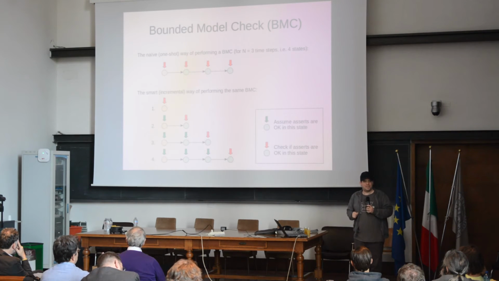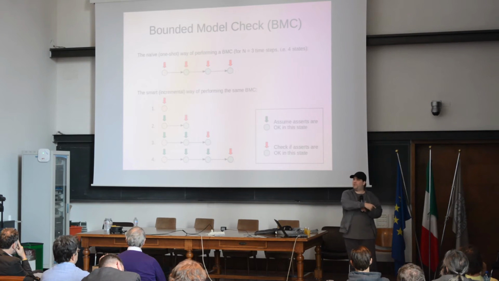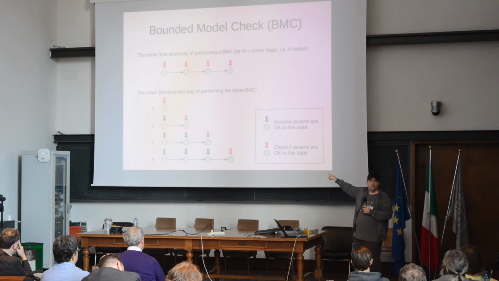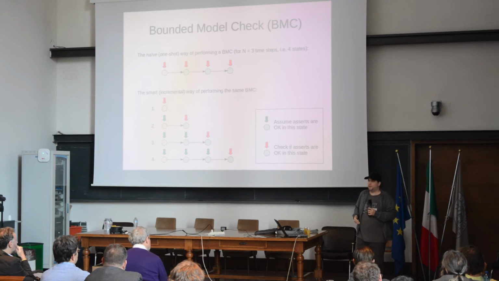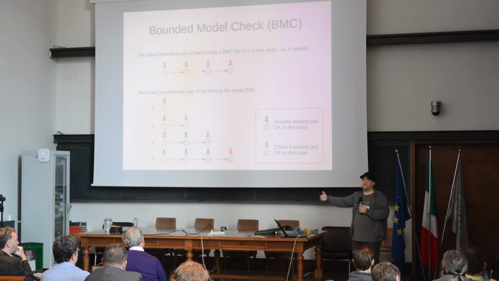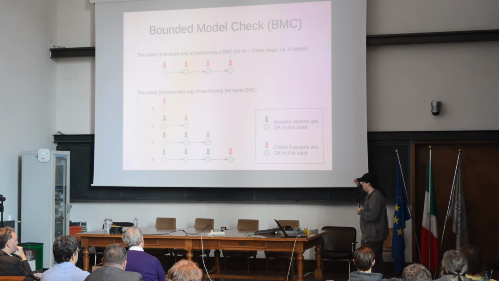And this time we say the initial state, we assume all assertions because we have proven already that we can do that, and we only check the state we add, the new one. And this way we incrementally build a larger and larger proof, and in most cases in practice this is much, much faster than the naive approach.